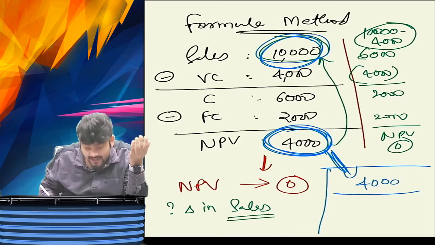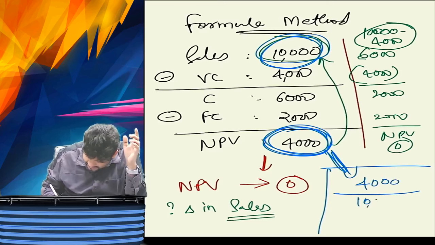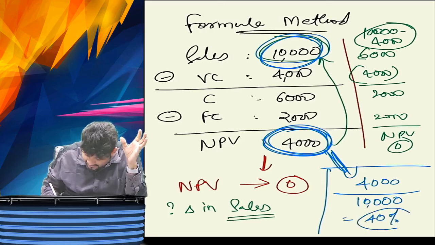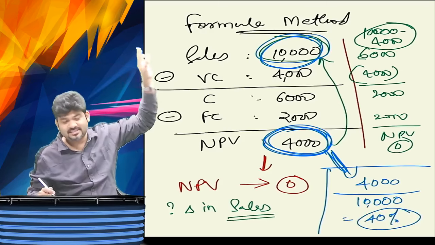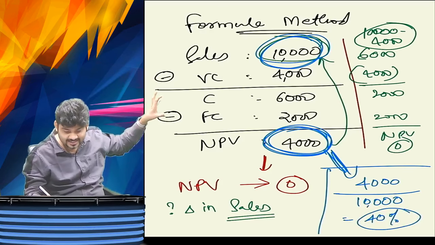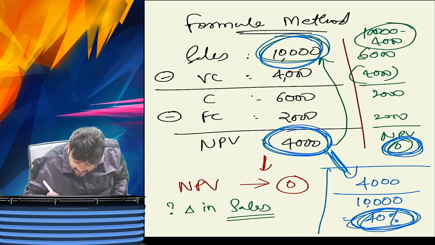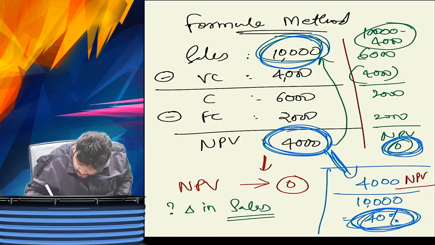So what is the current NPV? The current NPV is 4,000, upon, say, what is the sales? Sales is 10,000. This works out to 40%. So a 40% change in sales has resulted in NPV zero. But how did this 40% come? It is nothing but NPV upon the present value of sales.